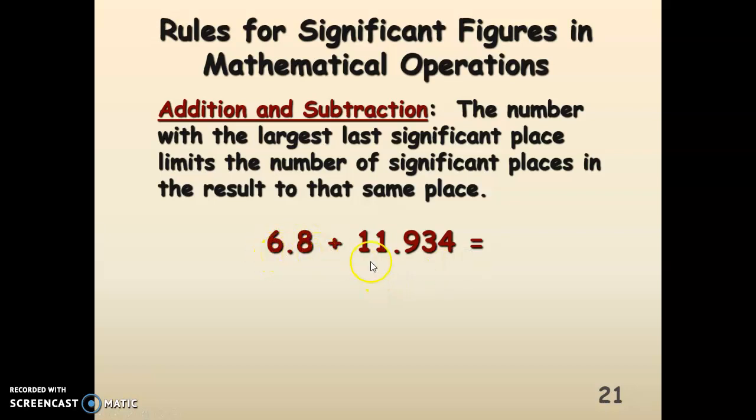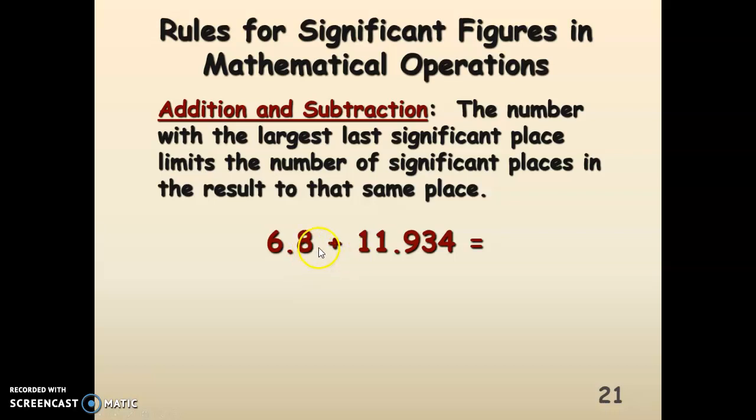This one, 6.8 plus 11.934. So when you add those together, this number is significant to the tenths place, whereas this number is significant to the thousandths place. And the thing that's important for you to realize here in the significant figures world is that the last digit is an estimate. So when we say 6.8, we think it's between 6.7 and 6.9. So that means we have no clue what's going on out in the thousandths place on this measurement. If we did, we would write those digits down.